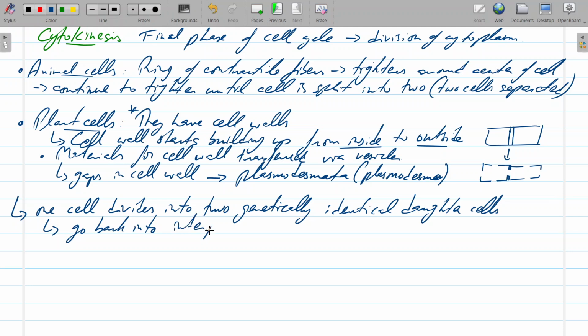And by that, we're talking about G1. So whether they continue on dividing or whether they just grow in size and start carrying out their metabolic activities, that depends on whether there's a need and whatever signal is being given. Any questions?